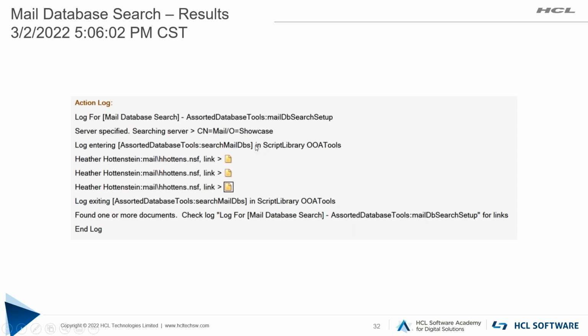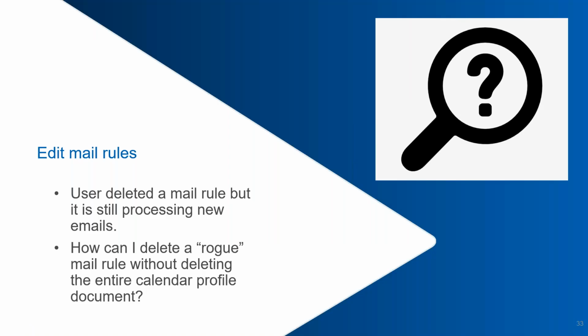And in the action log document, it'll tell you what server it searched, and then it gives you the information about that particular mail database. And here are 3 documents that point to documents that contain the word error. So very helpful in terms of being able to collect information or find information.